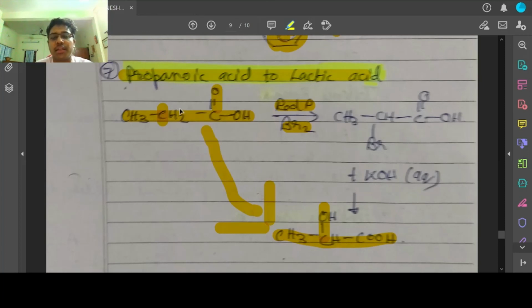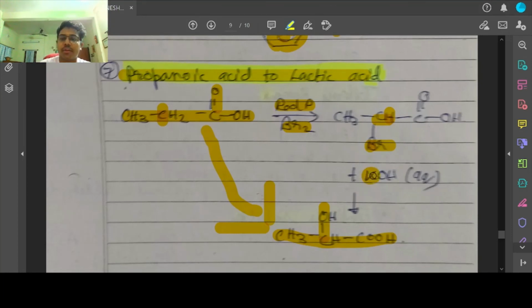So in the Hell-Vollard-Zelinsky reaction, one alpha hydrogen is replaced by a halogen atom. Red phosphorus and halogen, here bromine, Br2. So one alpha hydrogen is replaced with bromine. Earlier it was CH2, one hydrogen is removed and replaced by bromine, so it becomes CHBr.